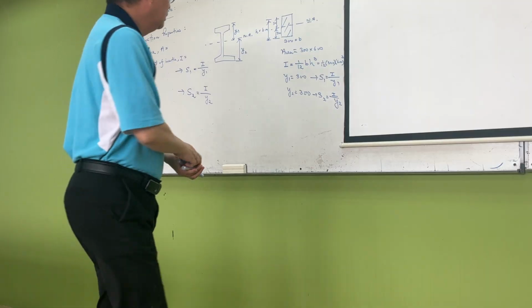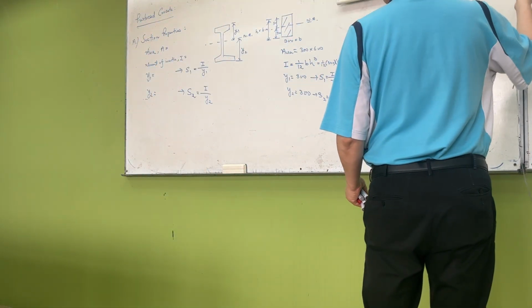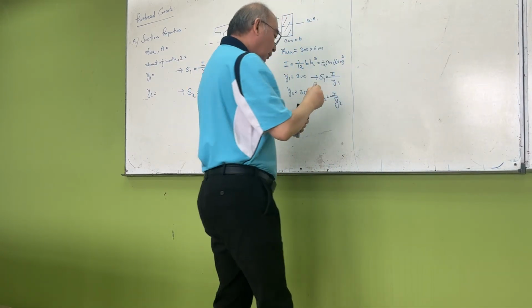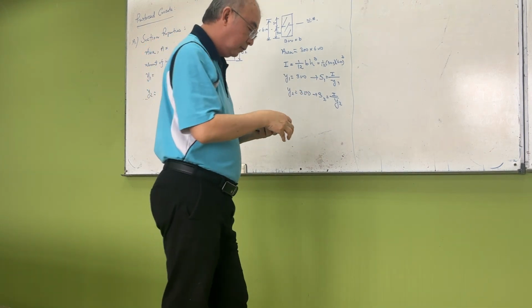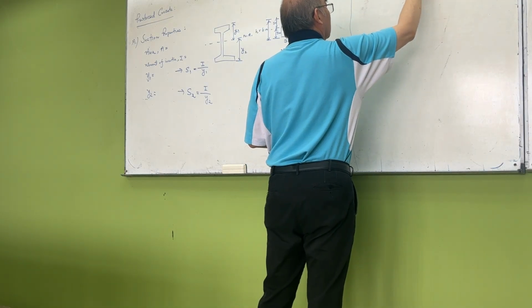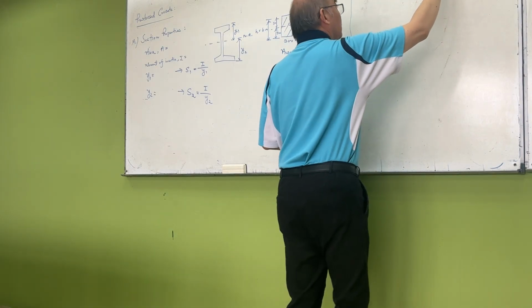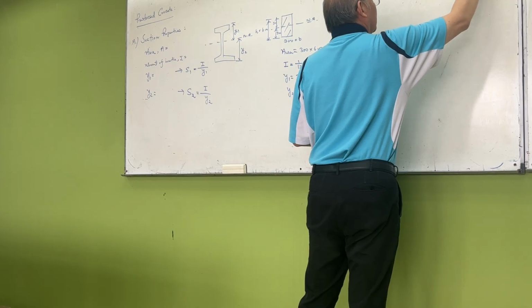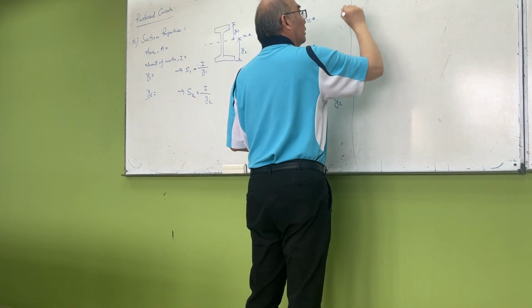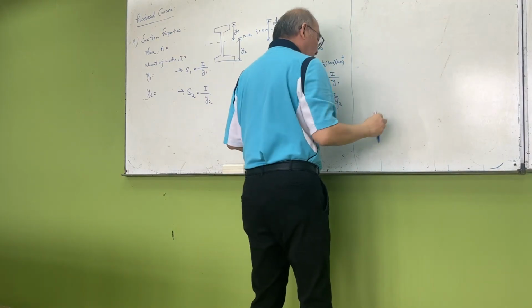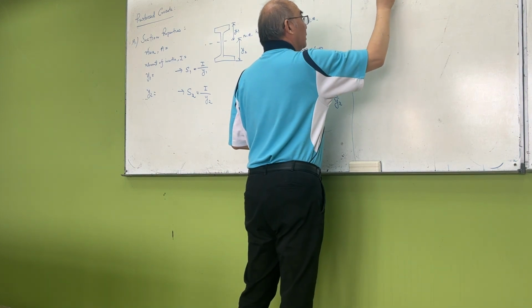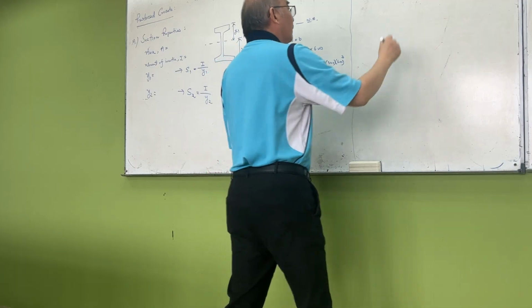So these are the section properties. The second thing is calculation of stresses, concrete stresses, at top and bottom, at mid-span and support.